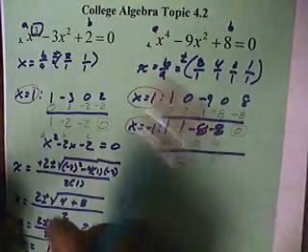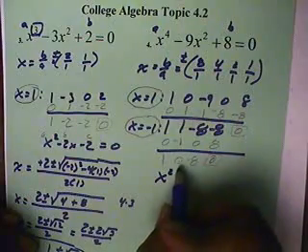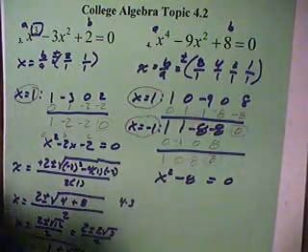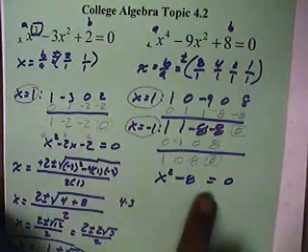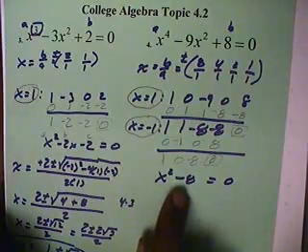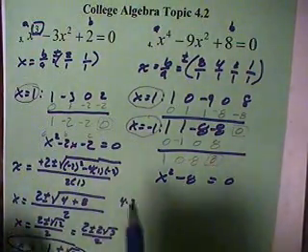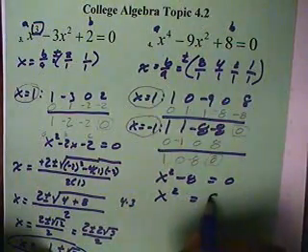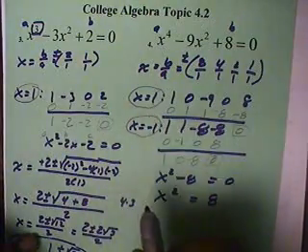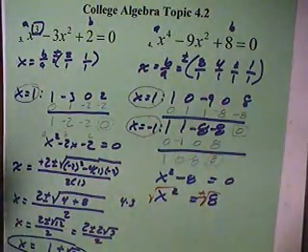Now, what we have left here is actually a quadratic. This is 1x squared, 0x, and negative 8 equals 0. If we solve this, we should get 2 more answers. So, I'm going to solve this by isolating the x squared and putting the 8 to the other side. So this will give us x squared equals positive 8. When I take the square root of both sides, I'll get a plus or minus here.